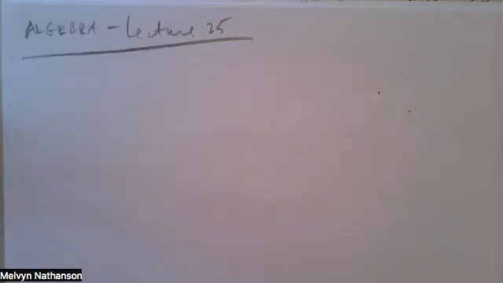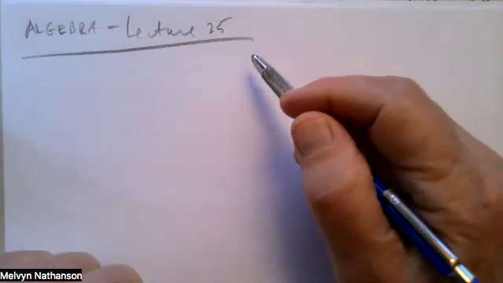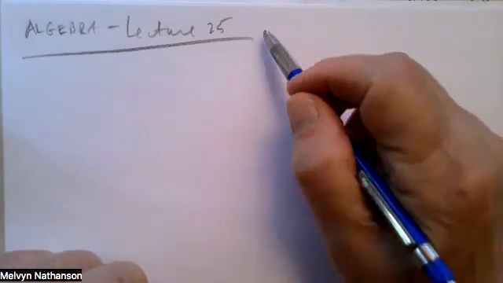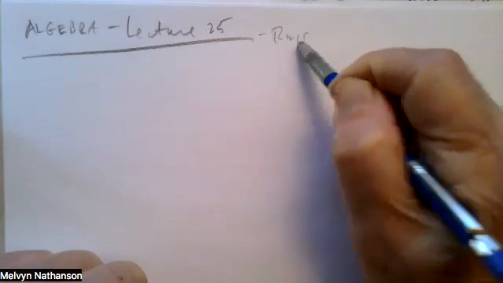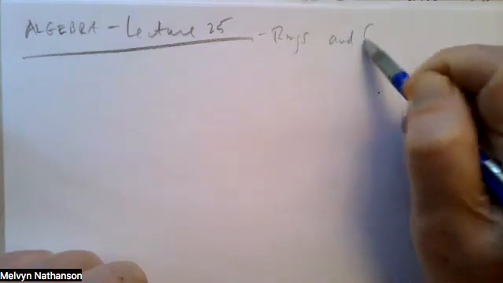So, lecture 25 for algebra. Including today, we have 4 more classes, and what we're going to study today are rings and fields.